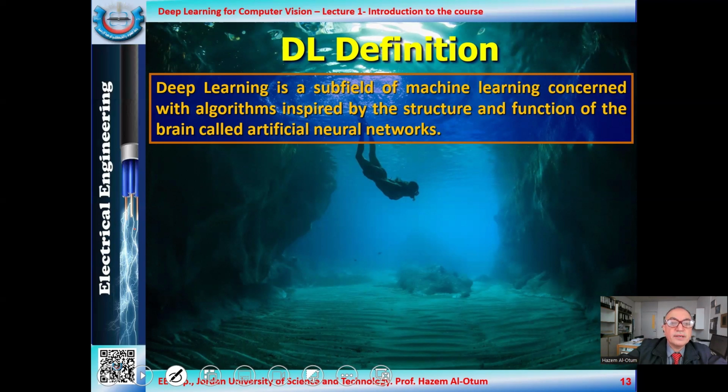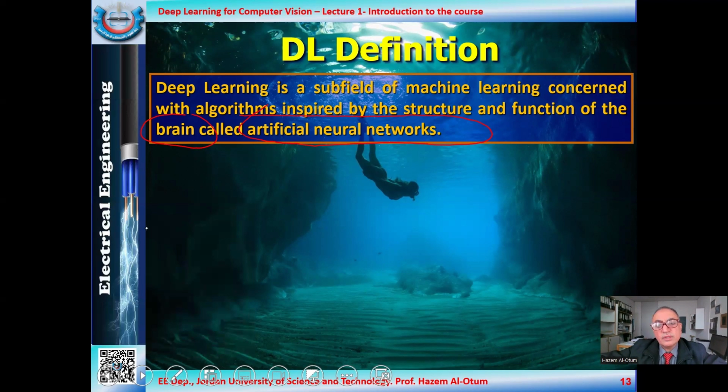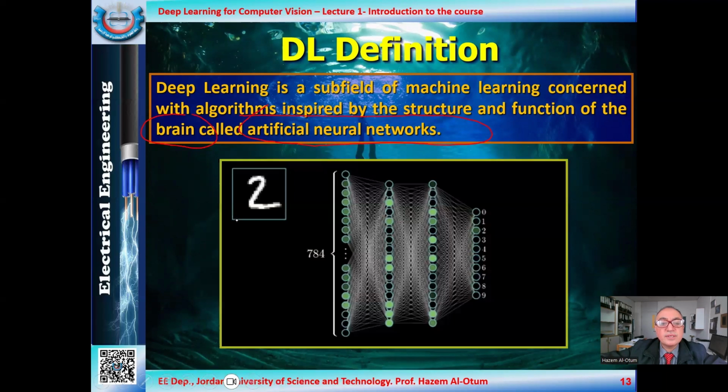Let's go to this part. It is related specifically to the artificial neural network, which tries to imitate the human brain's actions and operations. For sure, we'll take more time to understand all these things.